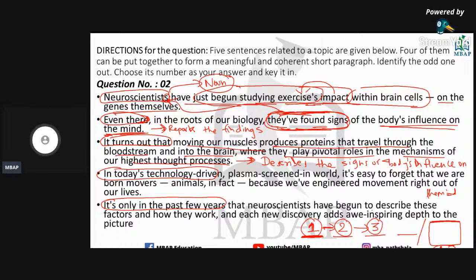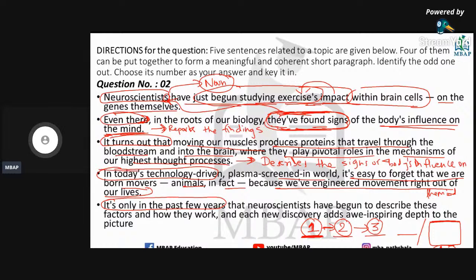So in sentence 2, the author just says that they have found signs of the body's influence on the mind. Sentence 3 further describes the signs of body's influence on the mind. And when we move to sentence 4, it talks about: in today's technology driven, plasma screened world, it's easy to forget that we are born movers, animals. In fact, because we have engineered movement right out of our lives.